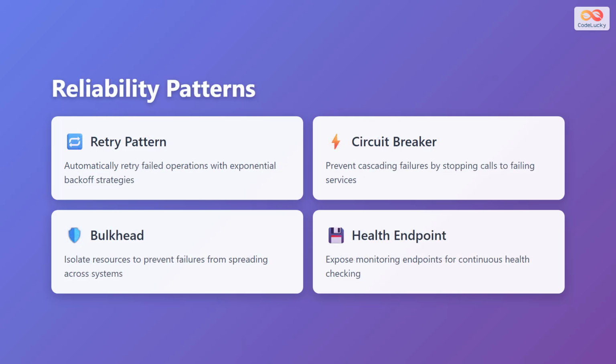Reliability patterns ensure your applications stay available even when things go wrong. The Retry pattern automatically retries failed operations using exponential backoff strategies, giving temporary issues time to resolve. Circuit Breaker prevents cascading failures by stopping calls to services that are already failing, similar to an electrical circuit breaker. The Bulkhead pattern isolates resources into separate pools, so if one component fails, it doesn't bring down your entire system. Health Endpoint monitoring continuously checks service health through exposed endpoints, allowing early detection of problems.